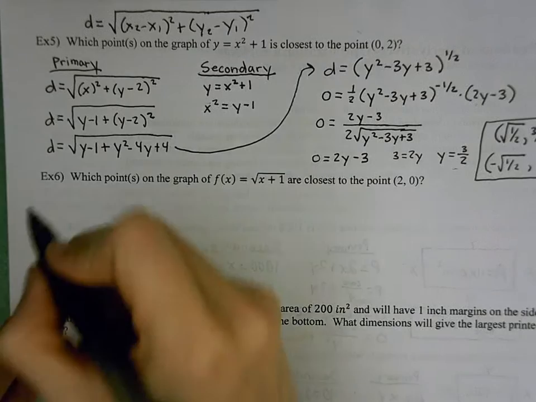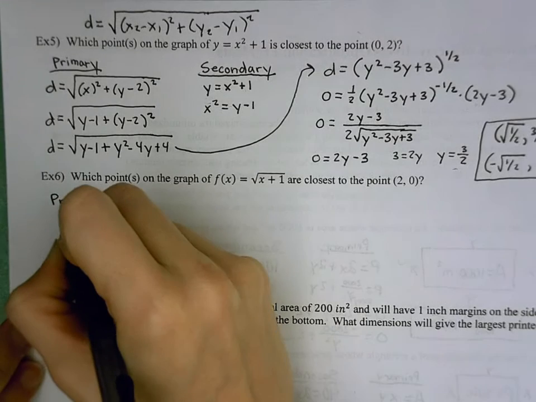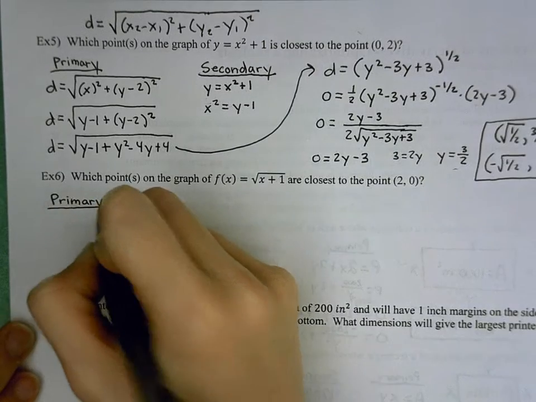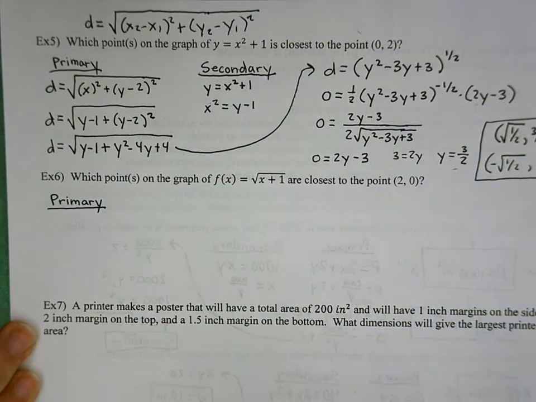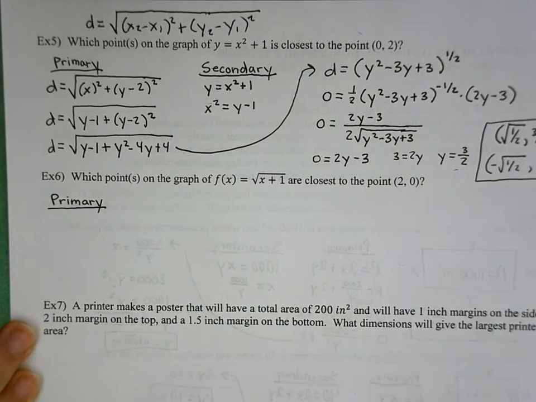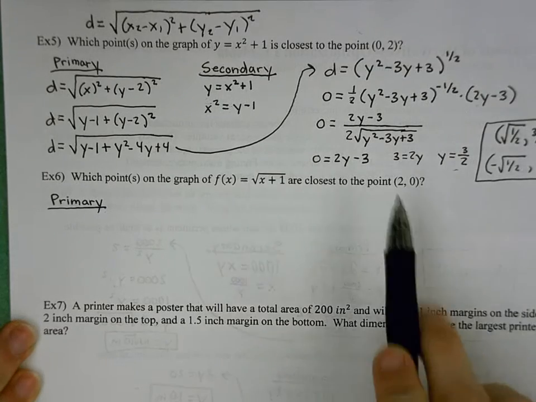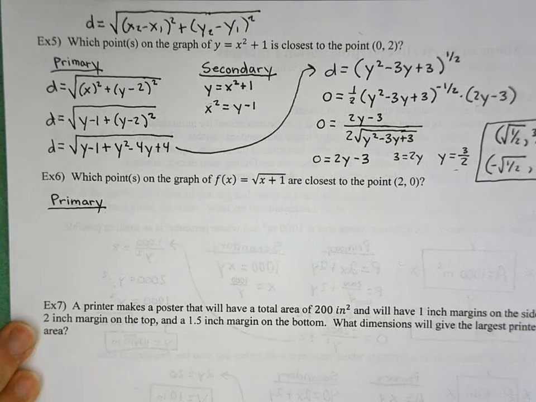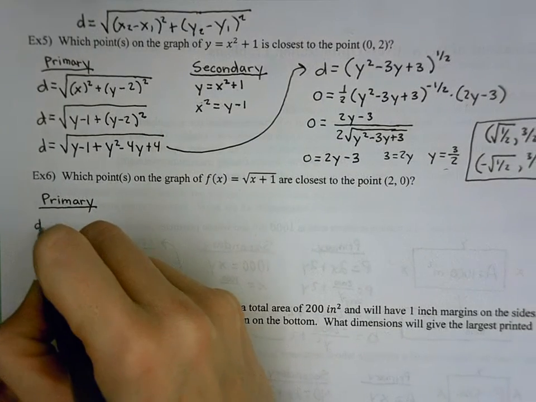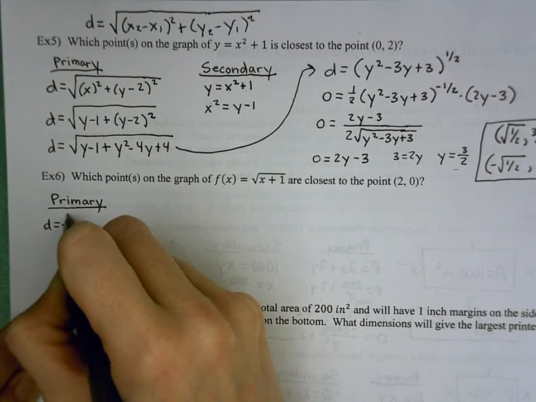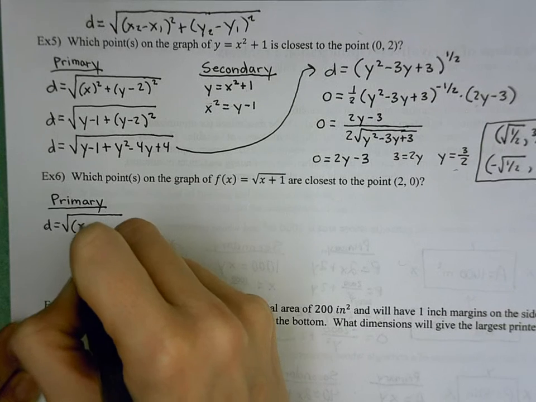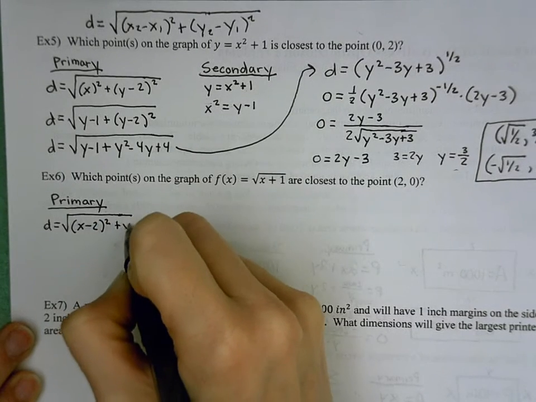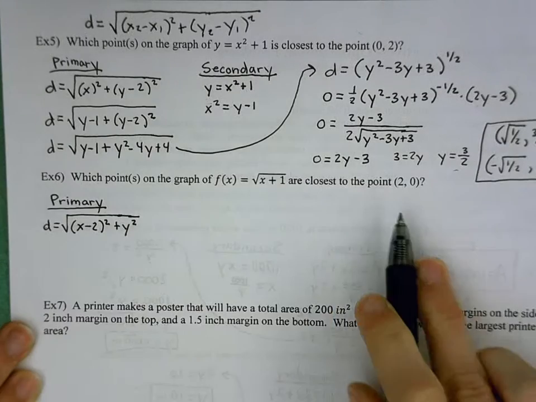So primary equation first. Closest to is a measure of distance, so we're using our distance formula again. And again, we have a very particular point that we're wanting our distance formula to interact with, so we're going to go ahead and take this (2, 0) and plug it into my distance formula. So we have distance equals the square root of the quantity (x − 2) squared plus (y − 0) squared, plugging the 2 into the x, the 0 into the y.